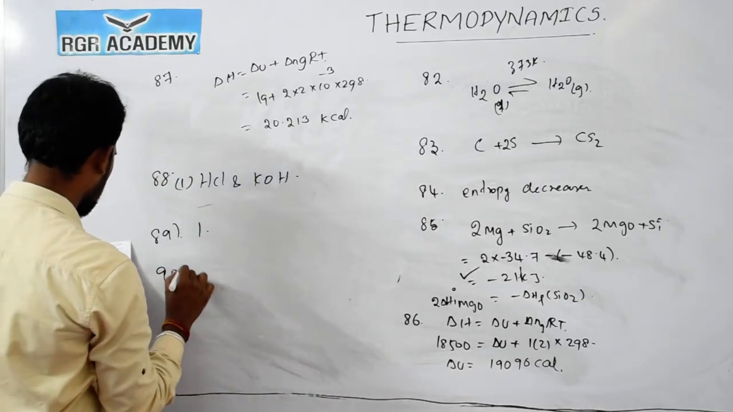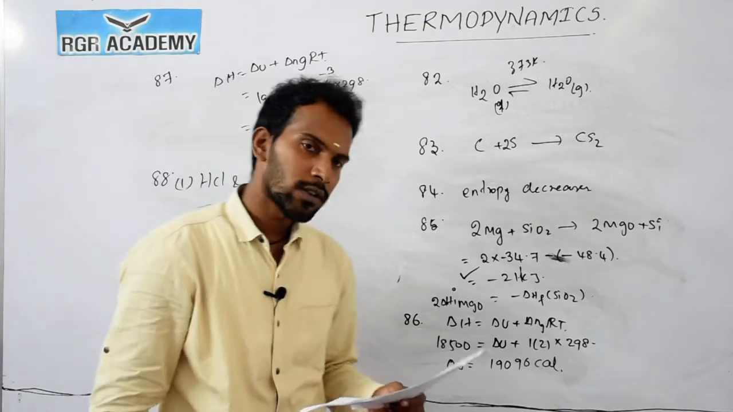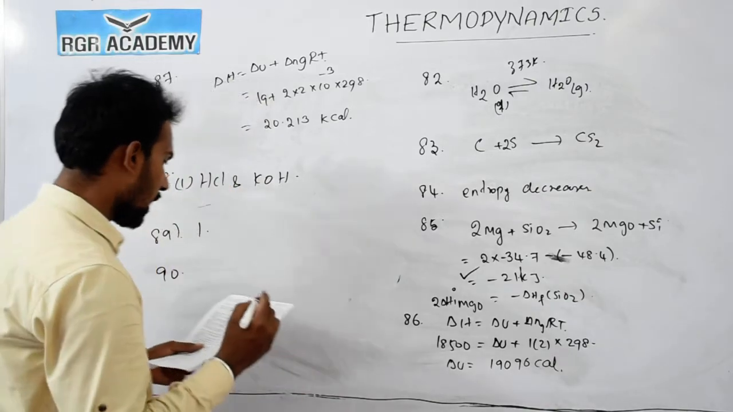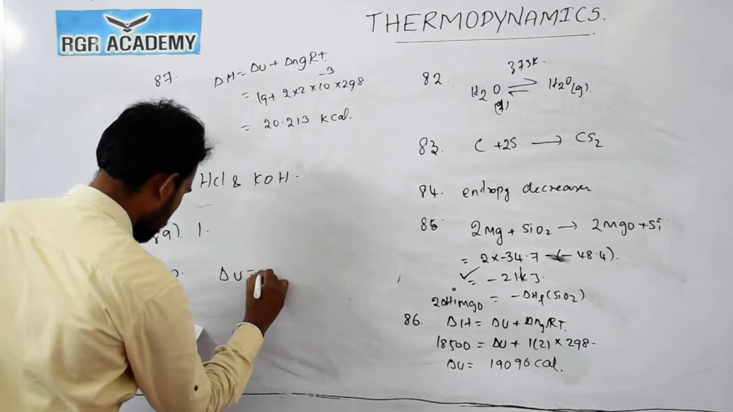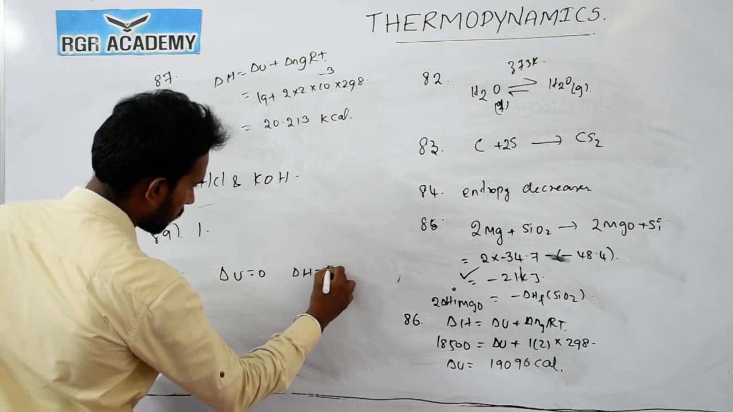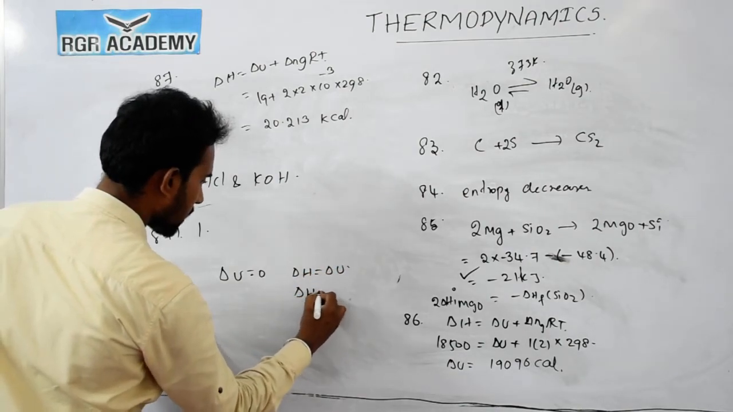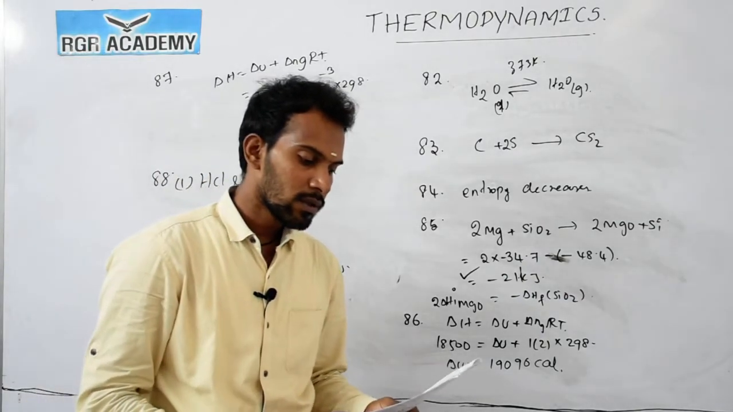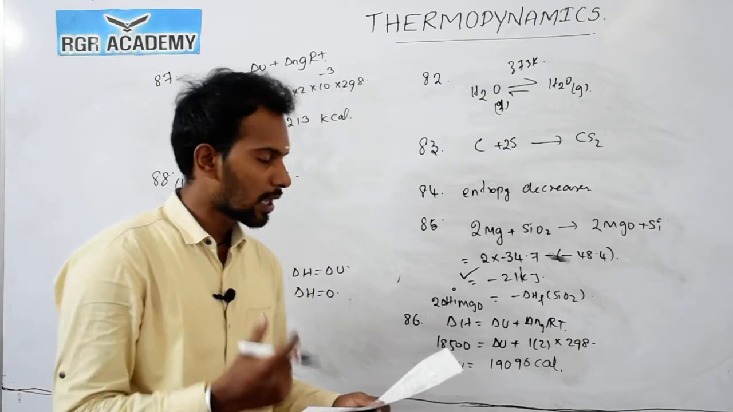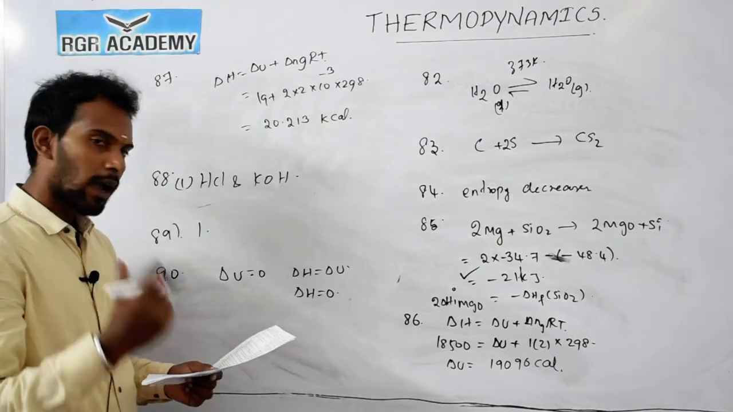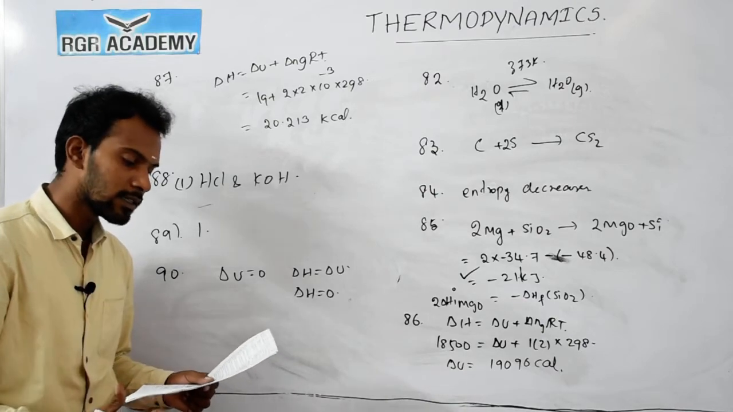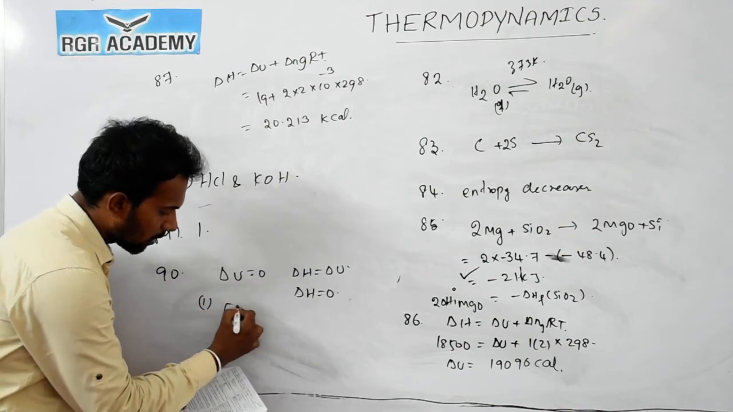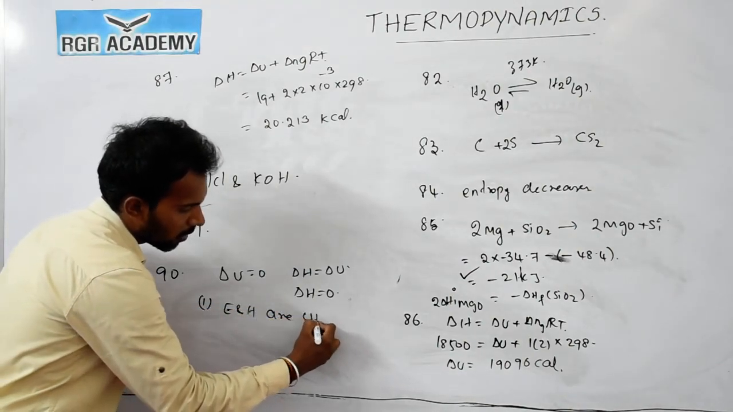Now question number 90. In the isothermal expansion of a gas, delta U is equal to 0 and delta H is equal to delta U, so delta H is also 0. An ideal gas has constant volume. Here we need the quantities that are unrelated, the enthalpy, delta H, and the energy, E. So the answer is 1: E and H are unrelated.